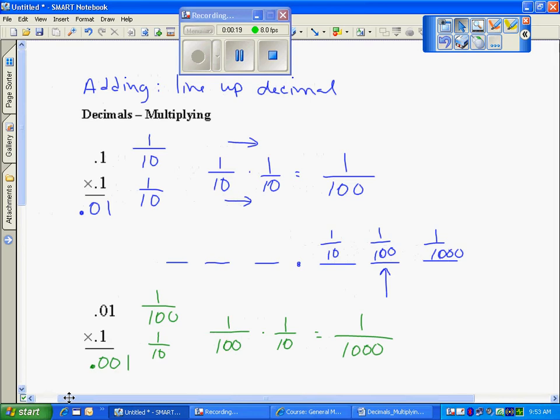If we look at the first problem, 1/10 times 1/10, because of multiplication, my denominator actually got larger. So if we take a look, there is one digit to the right, and there's a second digit to the right in the problem itself. So if you look, there are two digits to the right of the decimal. My answer has two digits to the right of the decimal.